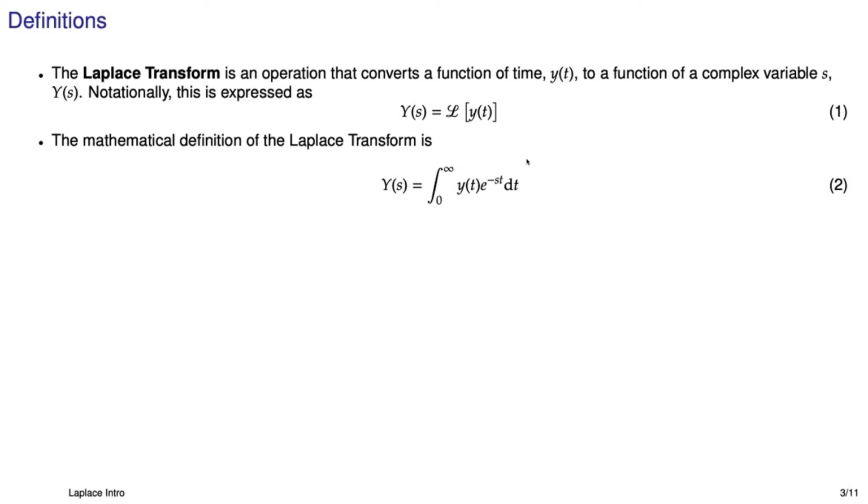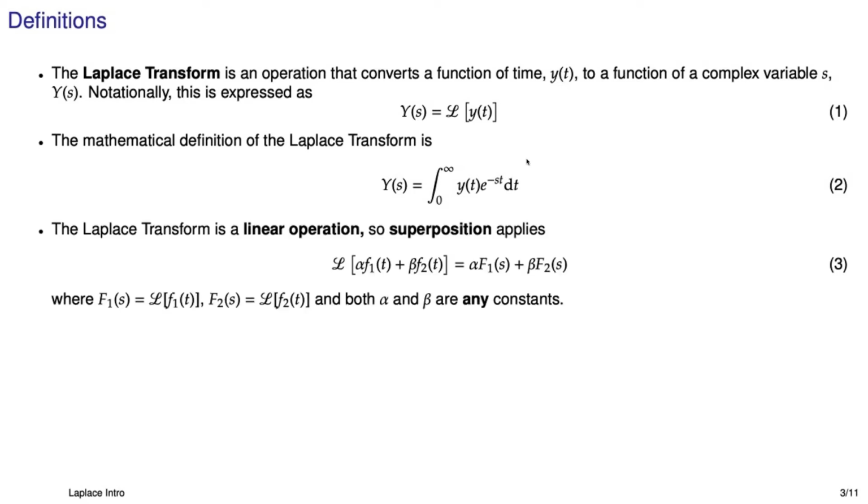Here's the math definition for the Laplace transform. All you do is take your function of time, in this case y of t, multiply it by e to the negative st, and then integrate from 0 to infinity. What you're left with, because all the t's go away, is just a function in s.